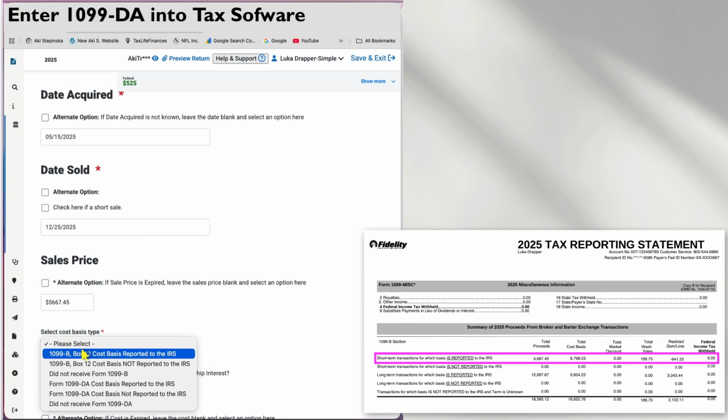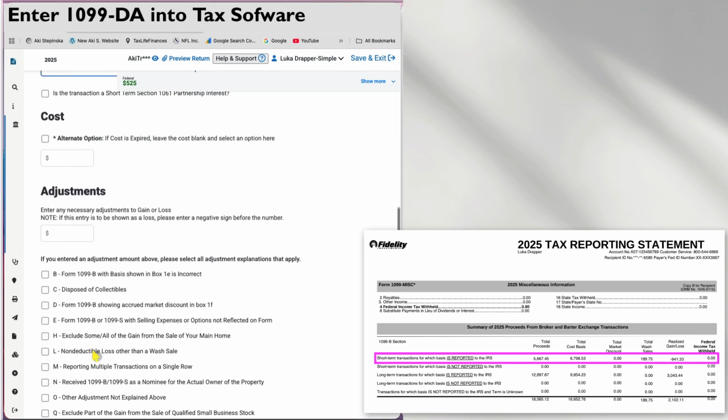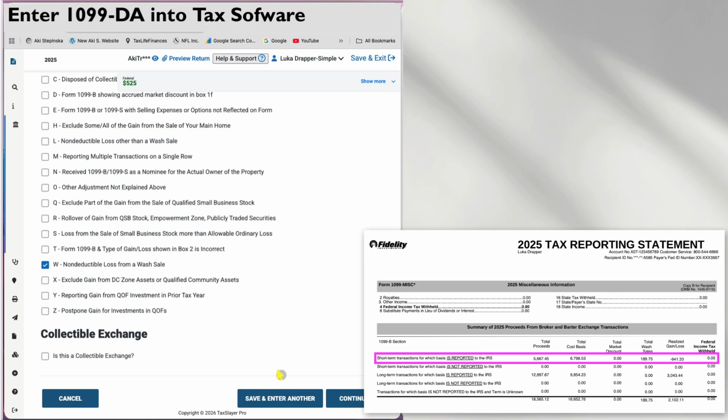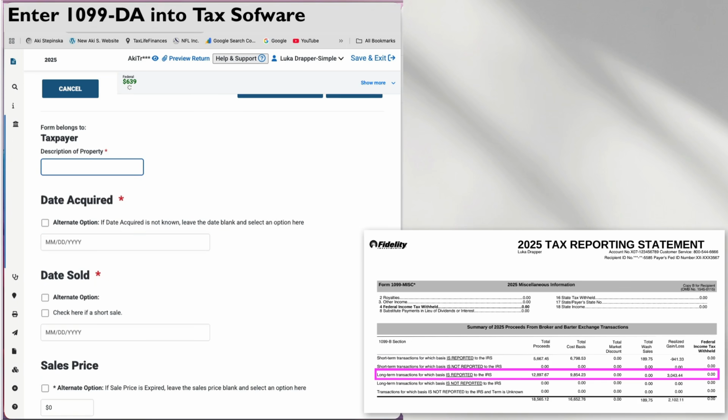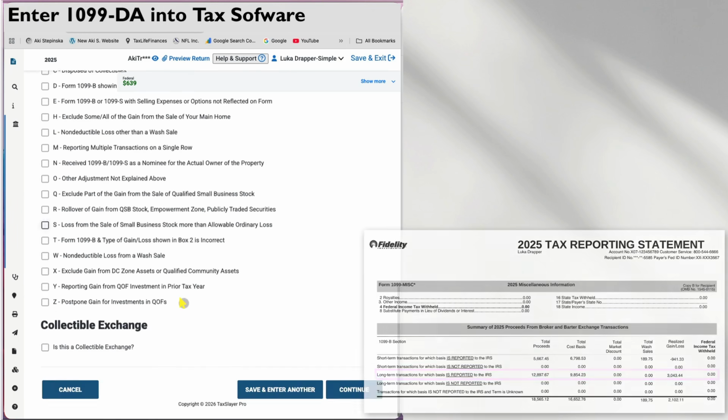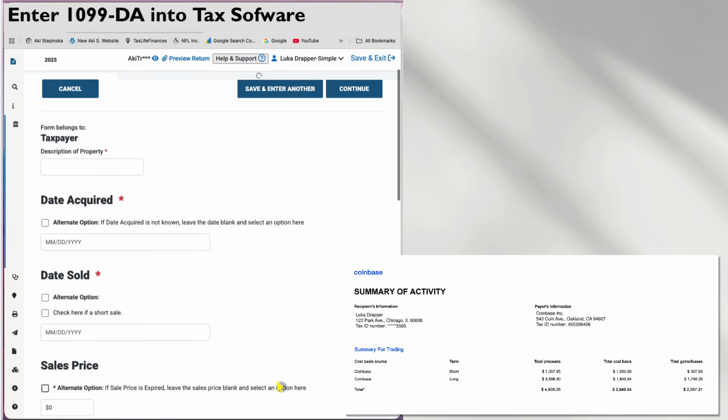Then I will select whether cost basis was reported to the IRS. After that, I will enter the cost basis and any adjustments such as a disallowed wash sale. I will do the same for my long-term stock sales. If there were multiple purchase dates, you may need to enter "various" for the acquisition date. For 1099-DA crypto sales, just like stock sales, short-term and long-term transactions must be entered separately.